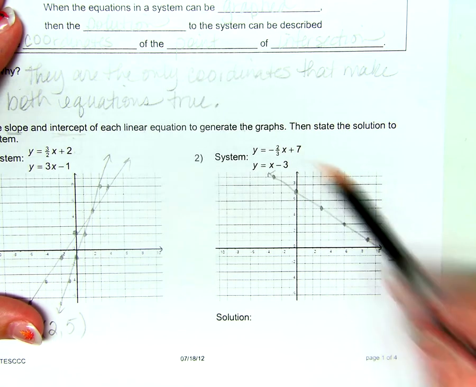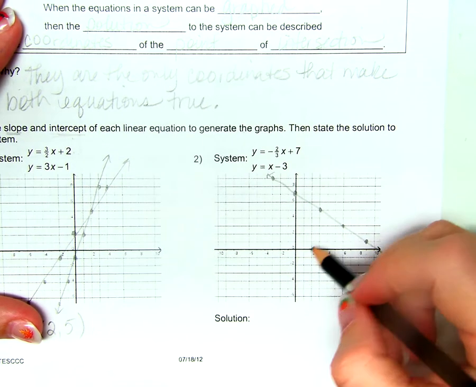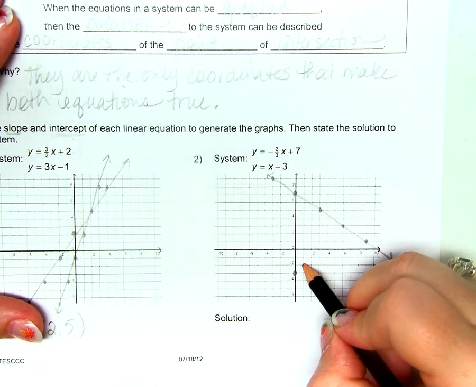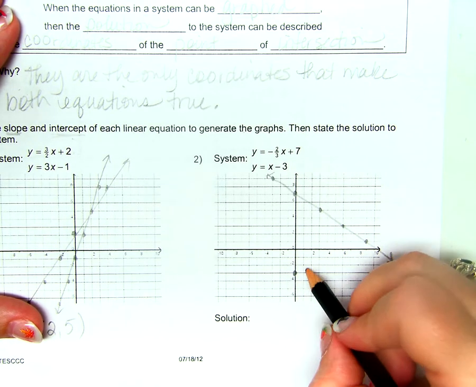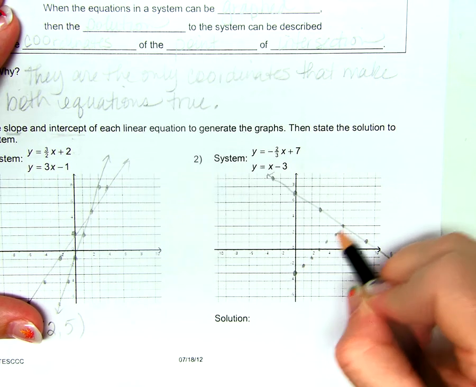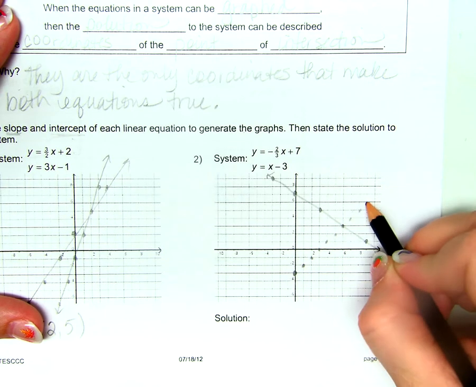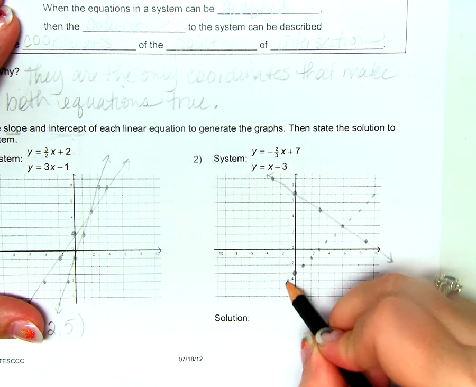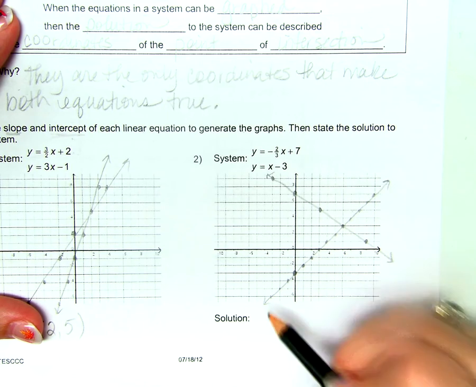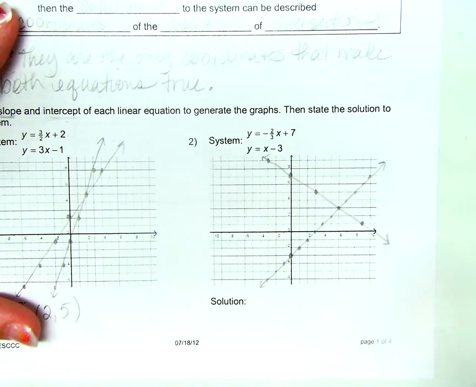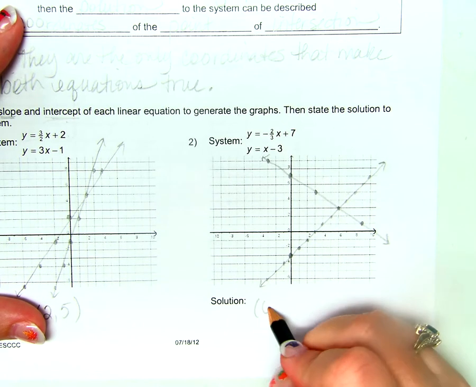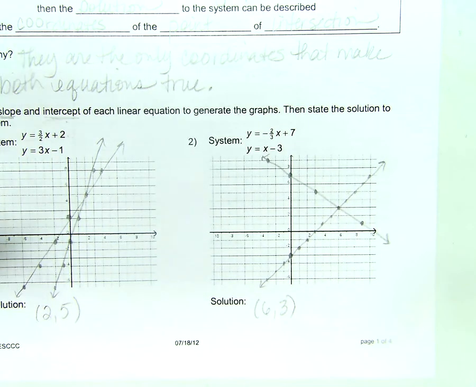How do I graph the other line? Start down 3, up 1 over 1, to the right or left? Because I rise 1, run 1, right? Somebody who didn't tell me a second ago, tell me what the solution is. 6, 3, because it's where they cross.